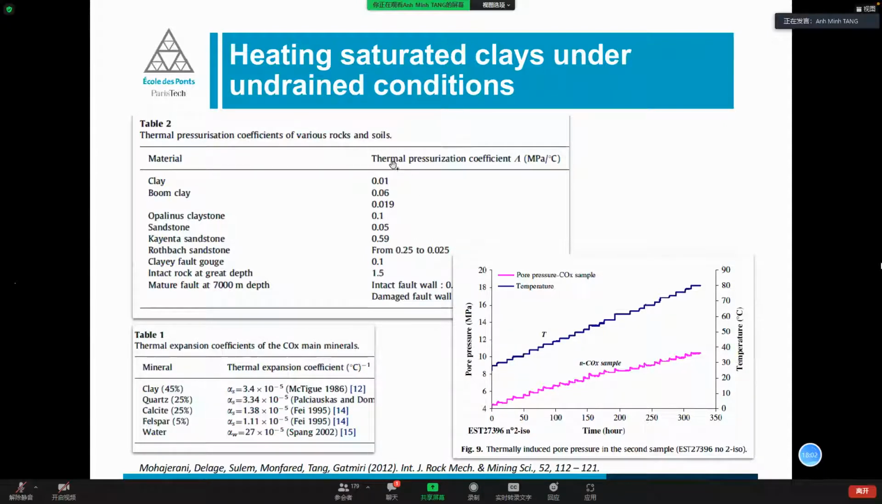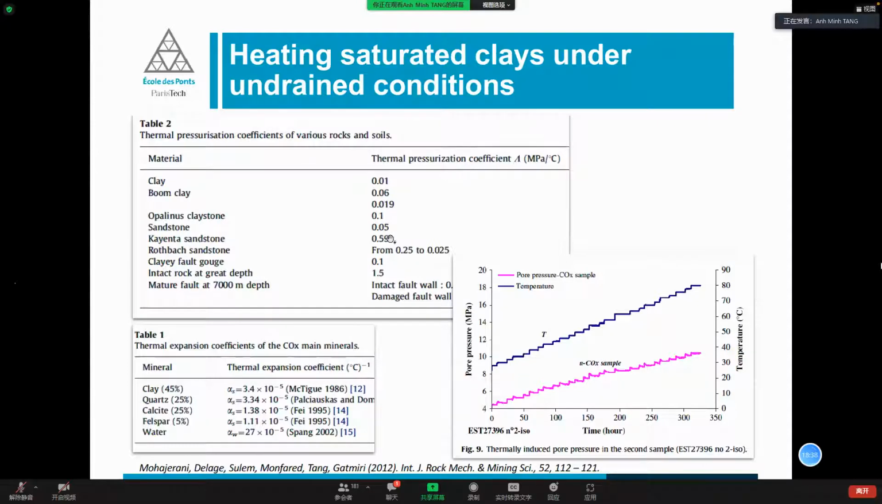Here this table summarizes, but of course, there are other parameters that define this increase. It depends on the compressibility of the solid fraction and the compressibility of water. For clay, the compressibility of the solid fraction is higher than the compressibility of water, so the thermal pressurization coefficient is smaller. But for rock, for sandstone, where the solid fraction is stiffer, this coefficient can be higher here. So this is the main idea.